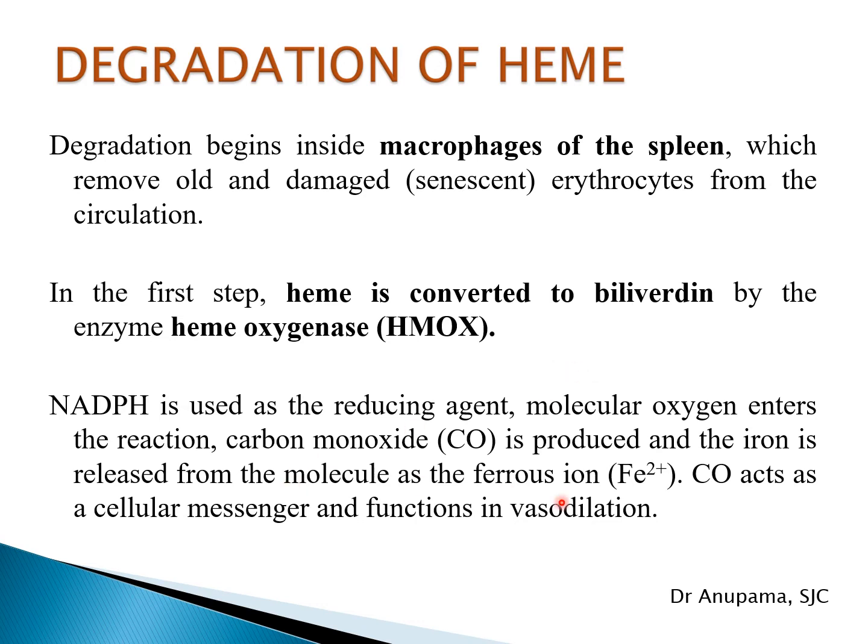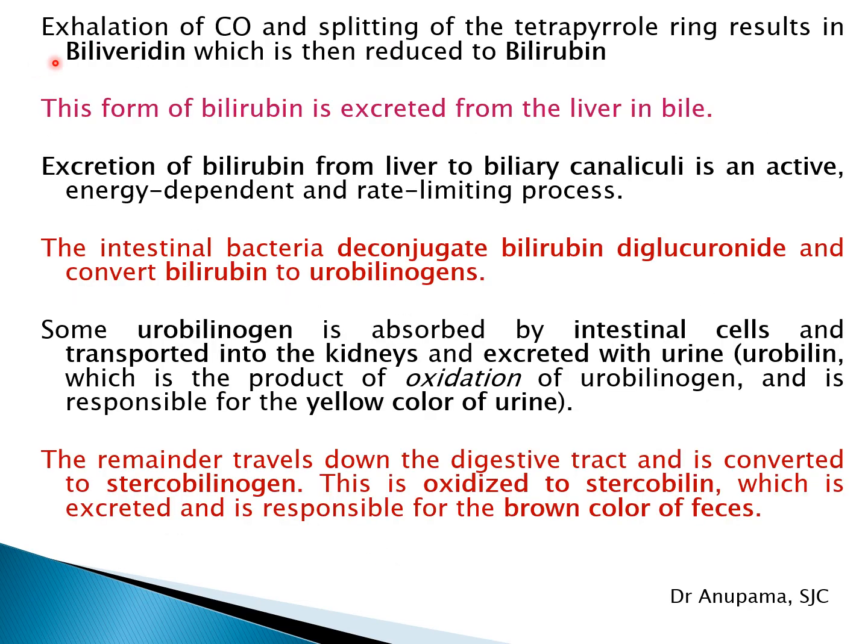Molecular oxygen enters the reaction, carbon monoxide is produced, and the iron is released from the molecule in ferrous ion form. And carbon monoxide acts as a cellular messenger, and this functions in vasodilation. So when exhalation of carbon monoxide has taken place and the splitting of the tetrapyrrole ring has taken place, that results in the production of biliverdin, which is then reduced to bilirubin.